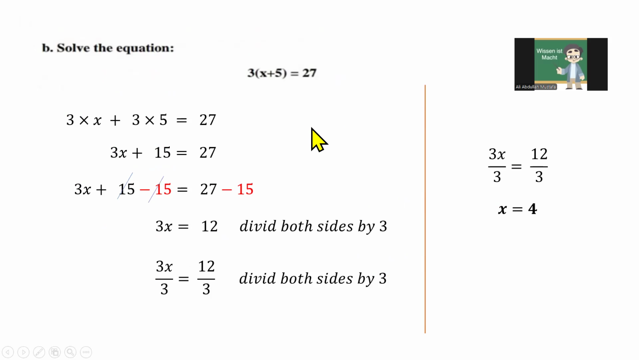Solve the equation. This is an expanding equation. You have the 3 outside. I've done this in detail for you. Look, 3 times x plus 3 times 5 equals 27. 3x plus 15 equals 27. And then, we are solving the equation for x, so you have to get rid of this plus 15. You put minus 15, but you put it on both sides, then you eliminate this 15 with that one. So 27 minus 15 is 12, 3x equals 12. You divide both sides by 3, so you have x equals 4, correct? x equals 4.